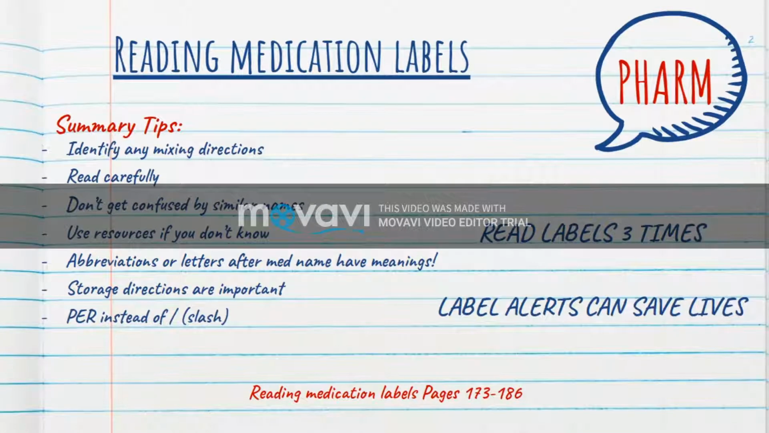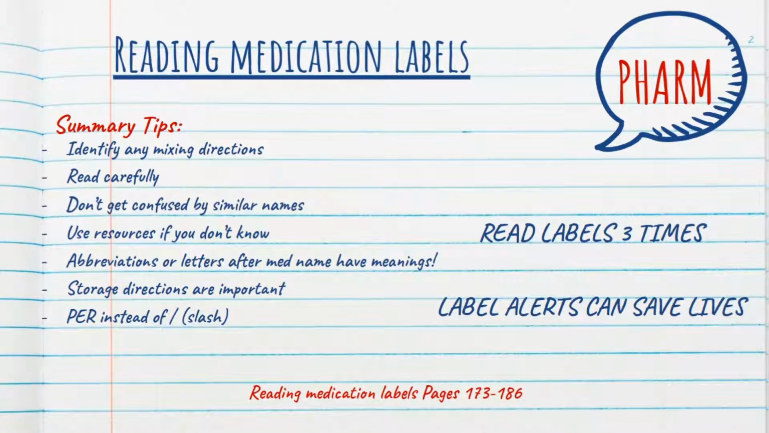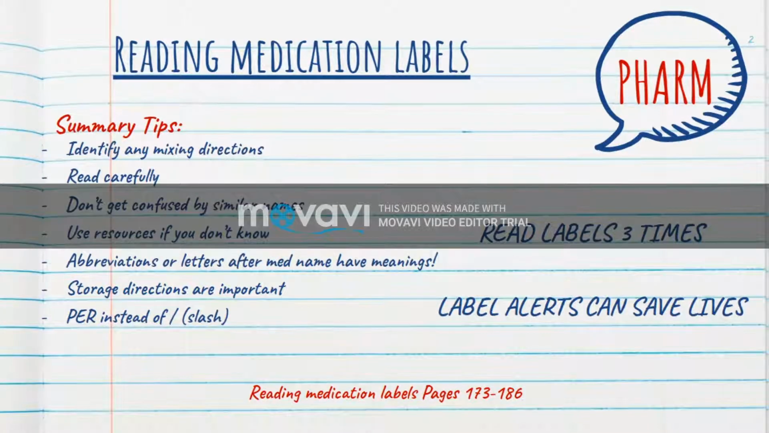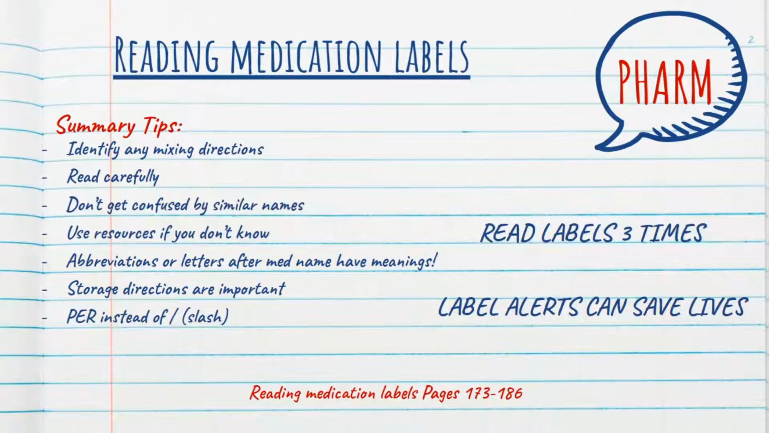When you are reading medication labels, other than the stuff that we've already talked about, you've got to identify any mixing directions. Read the label carefully and at least 3 times. Don't get confused by similar sounding names. There are some confusing names, some names that try to trip you up. Use resources if you don't understand the medication or don't know what it's talking about. Use your drug book, your drug apps to help you out.